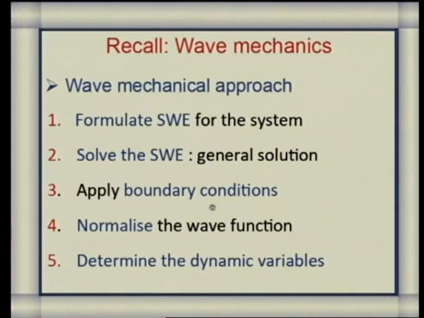Then the wave functions that we get, we try to normalize them, and that ensures that the particle is confined to the system itself. And then the dynamic variables can be obtained from this wave function. So that is the general sequence of steps which we follow. That means you formulate the Schrodinger wave equation, then we solve it, apply the boundary conditions there, get the wave functions, and then use them to get the information about the system.